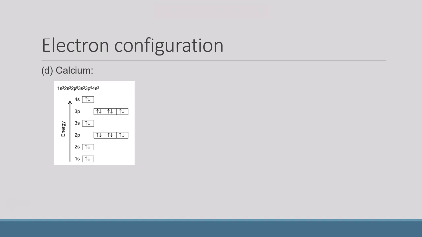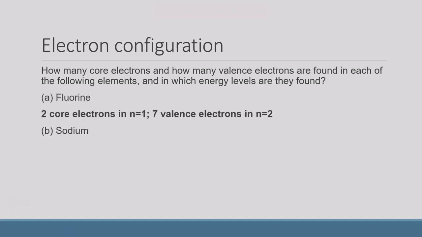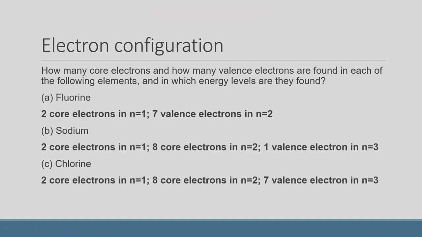In the case of calcium, we have 2 core electrons in n equals 1, 8 core electrons in n equals 2, 8 core electrons in n equals 3, and the fourth energy level contains 2 electrons. That's not a filled energy level. Therefore, calcium contains 2 valence electrons in n equals 4. Here are the answers.